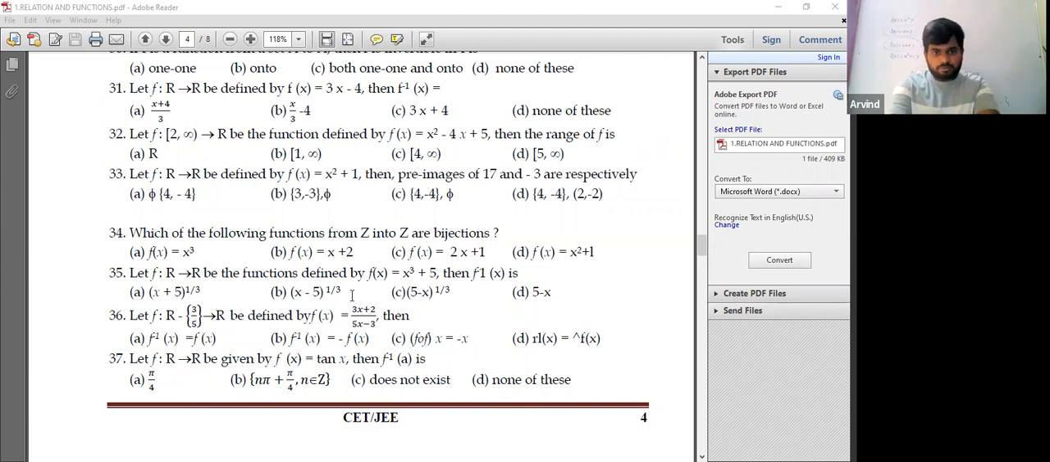The 35th one, you try to find it. f of x equals x cube plus 5, then f inverse of x. Now do the same type: f of x equals 3x minus 4. This question is the same type, you have to solve it. Try it out.